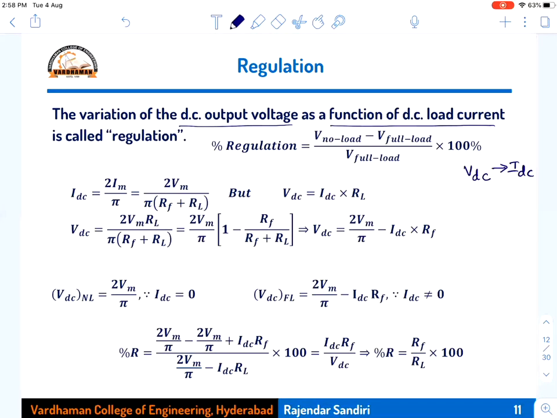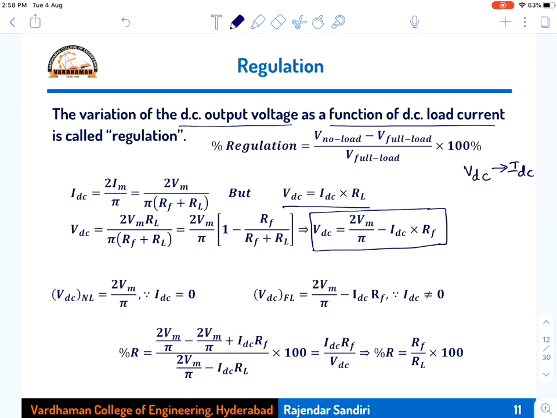Okay. So the formula is percentage regulation equals (V no load minus V full load) by V full load into 100. Now, to calculate the relationship between VDC and IDC, we can write IDC equals 2Im by pi, or 2Vm by pi into (RF plus RL). But we already know VDC equals IDC into RL. Substitute that value of IDC here, and you get the relationship between VDC and IDC like this. It is the same derivation we did for the half wave rectifier, which we are repeating so that I get VDC as a function of IDC.